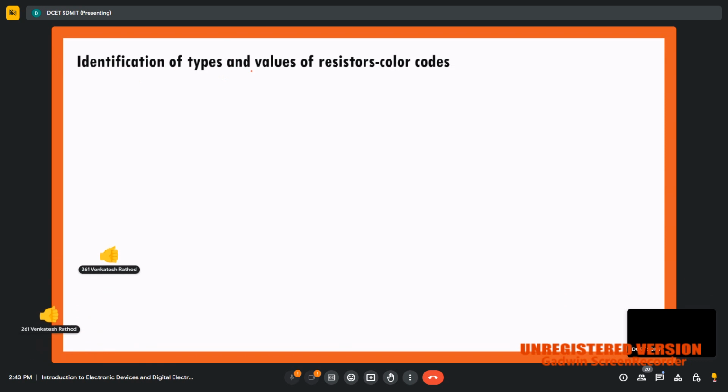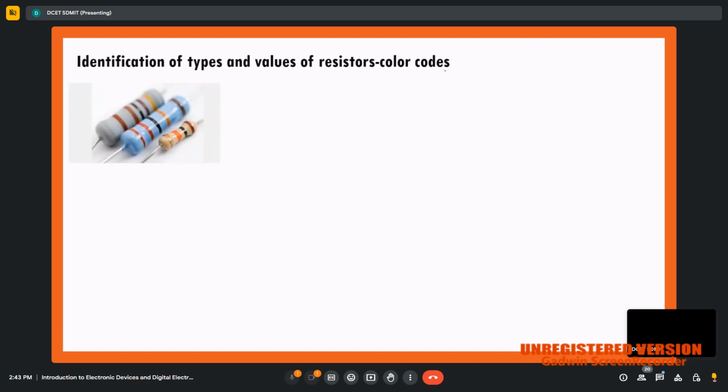So, identification of type and values of resistor color codes. If you open any electronic devices, I think in your home only there are many electronic gadgets, like your TV or your remote, your mobile, or even refrigerator or washing machine, oven, or all electronic appliances. In electronic appliances you may observe this type of device. This is a device we call a resistor.